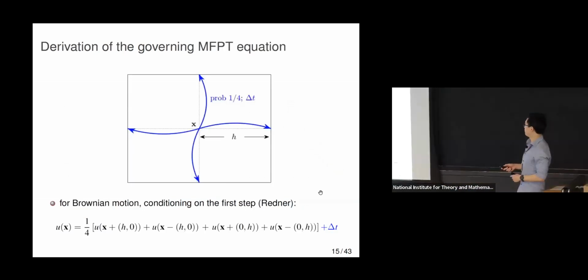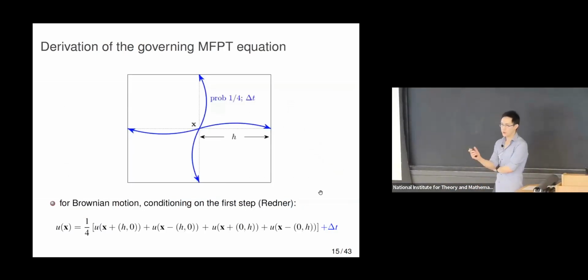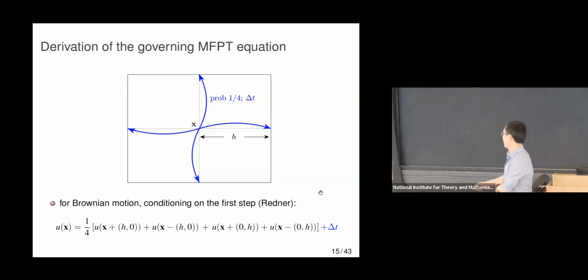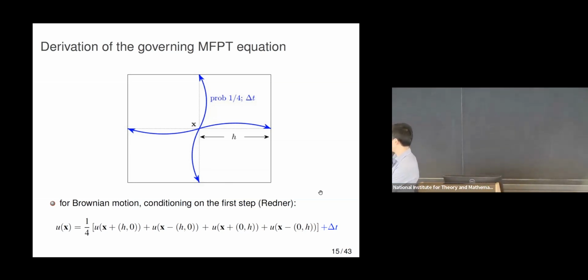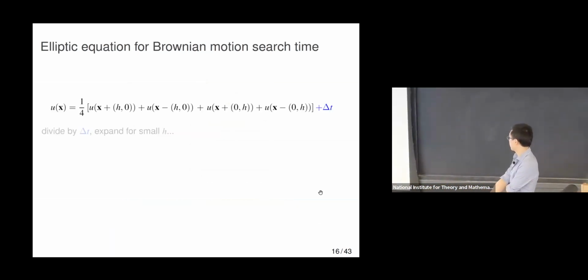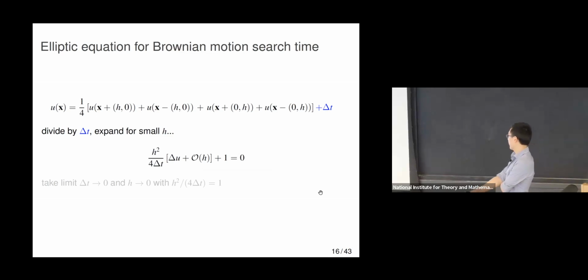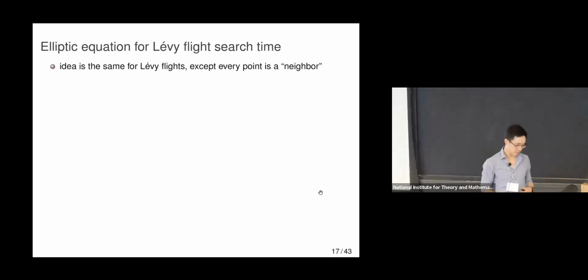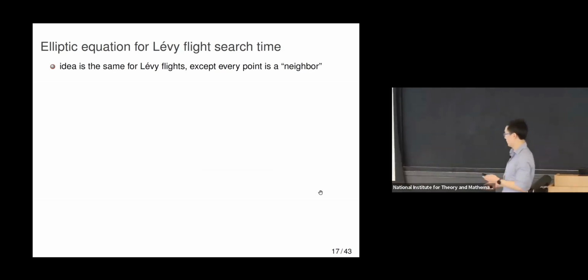Okay. I'm going to derive that operator, that generator A alpha. Forgive me, I'm going to start with the Brownian case, and this comes from Redner's approach of conditioning on the first step. I'm sure you've all seen this before. Essentially, you can go to one of the nearest neighbors with probability 1 over 4. You do the expansion for small h, divide by small delta t, and so on. You do your thing, and then you get Poisson's equation with u equals 0 on the boundary, right?